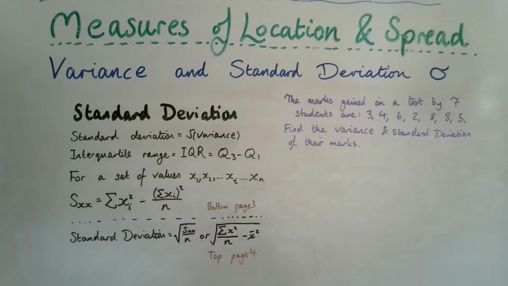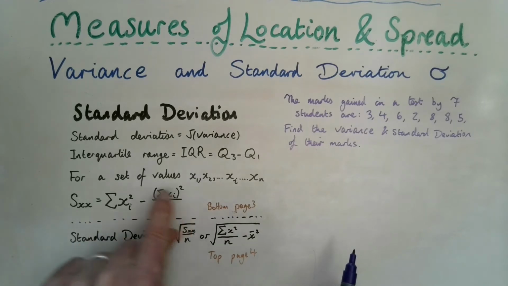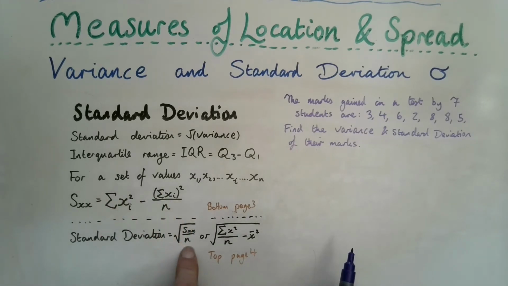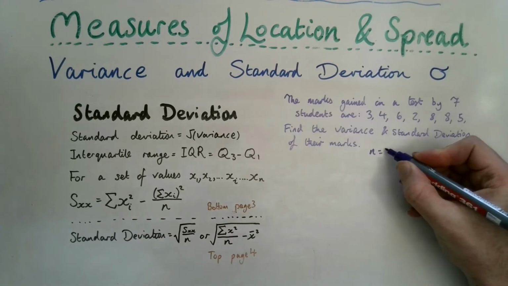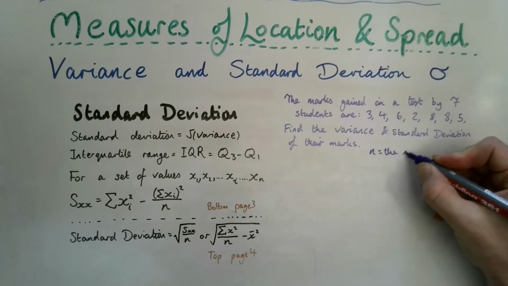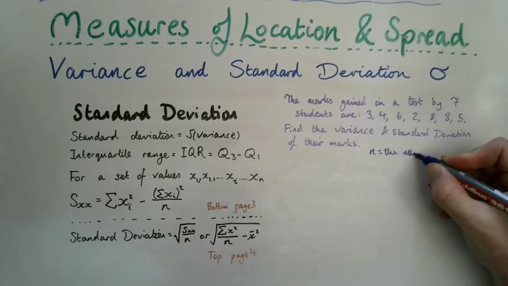it says that the standard deviation is the square root of s with the 2 little x's divided by n. And it tells you what that is there. So it never says exactly what the variance is, but it is all in here. So we need to do this and then divide it by n to get there. Now n is just how many values, the number of data points you've got.